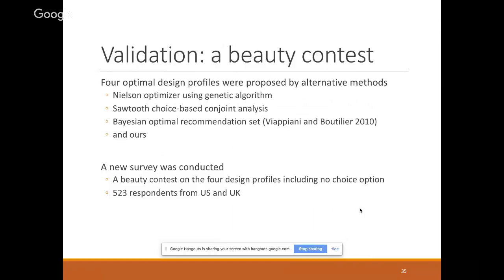We conducted another separate survey. We showed these 4 design profiles, each proposed by a method as the best design profile. And then we included another option: I don't like any of these. This beauty contest experiment only included 1 question. So we showed 4 design profiles and the no-choice option. About 500 respondents from the US and UK responded to this question.